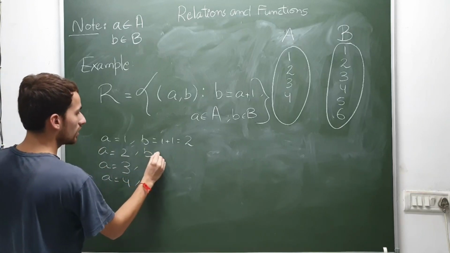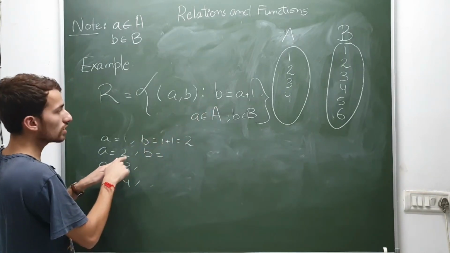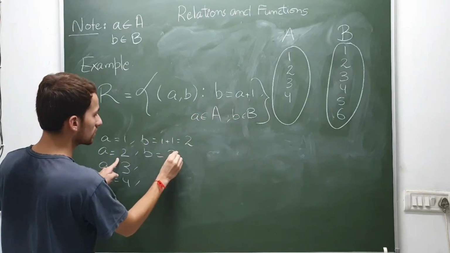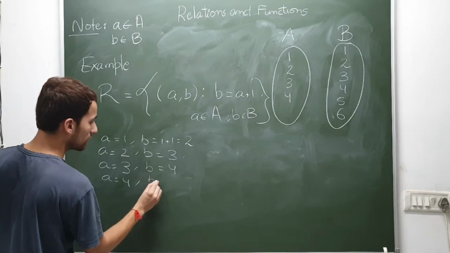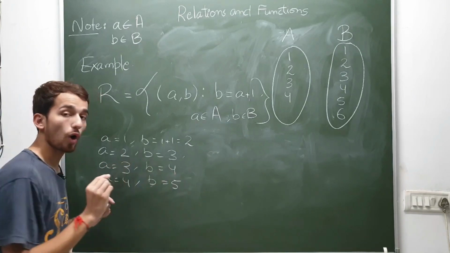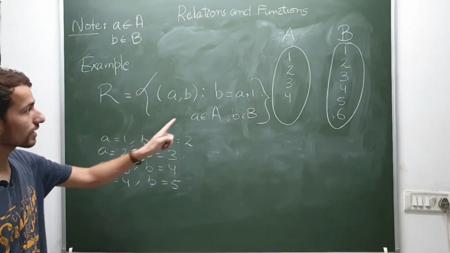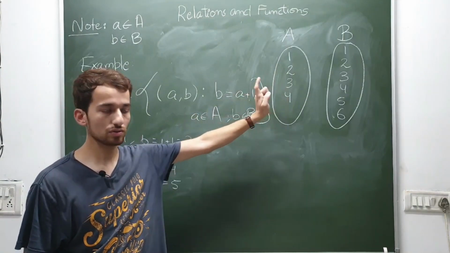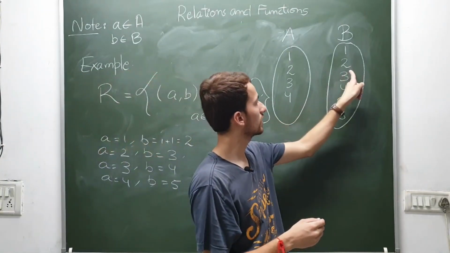Correspondingly, you will get B in the form of, if you fix 2, then 2 plus 1 which is 3, here it will be 4, and finally here B will be 5. Observe now, all the elements 1, 2, 3, 4 are again elements from the set A which we have chosen, and these B values, 2, 3, 4, 5, are present here.